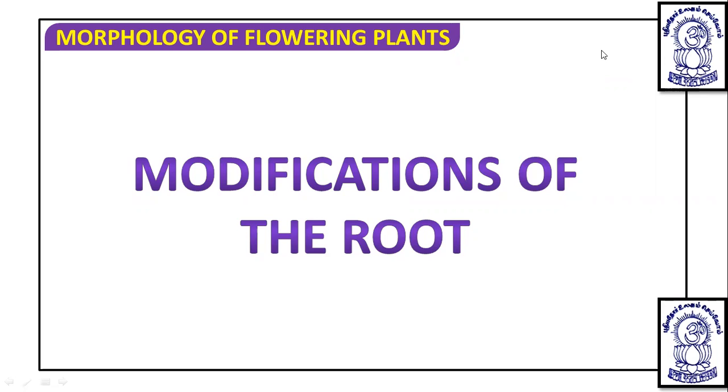Dear students, in the previous class, we have already started a chapter, that is Morphology of Flowering Plants. In that chapter, we have already initiated the introductory part and some information about the root. In root also, we have studied the structural and functional aspects and the different types of root system. In that, we have studied the taproot system, fibrous root system, and the adventitious root system.